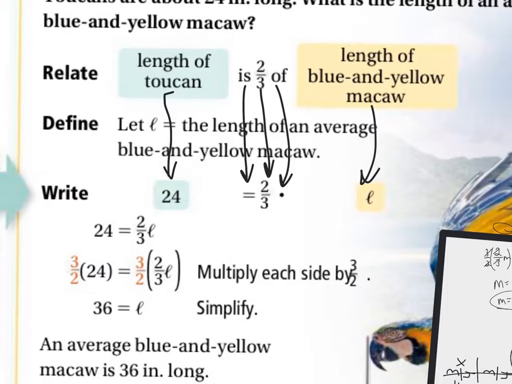If you want to do the reciprocal like the book, multiplying by 3/2 is fine. Otherwise you can divide by 2/3 on both sides. Keep, change, reciprocal. You'll end up multiplying by 3/2 anyway, and then you get 36 inches.